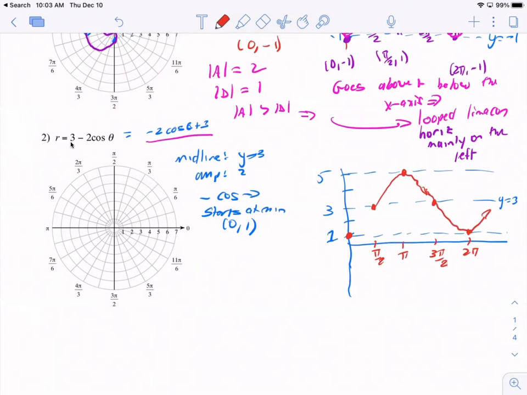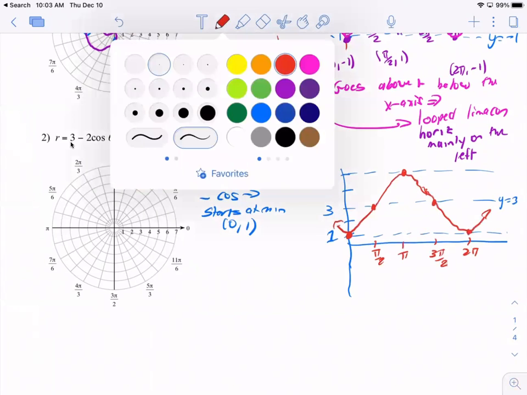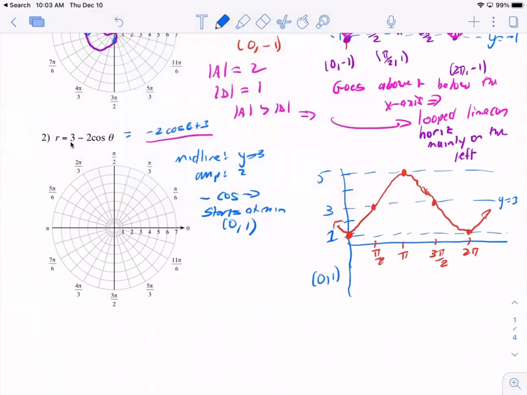Then we take those points. 0, 1 on the circle, we plot it. Pi over 2, 3. And pi, 5: 1, 2, 3, 4, 5. And then 3 pi over 2, 3.